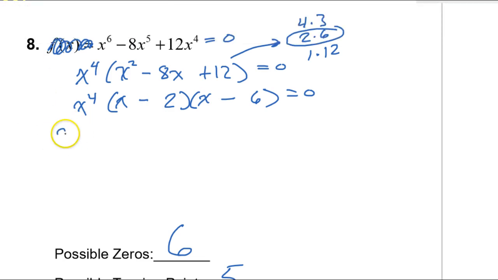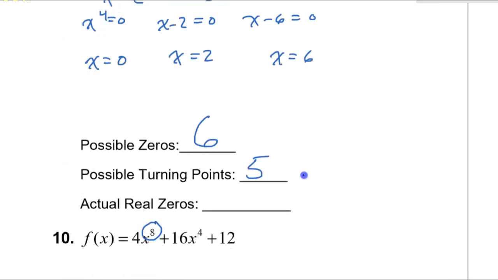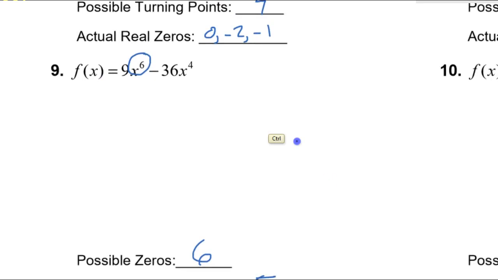Setting each of these equal to 0 is how you get the zeros. So that's going to give me x equals 0. Notice this was multiplicity 4 because it comes from x to the 4th power. But anyway, this is going to give me x equals 2 and x equals 6. So 0, 2, and 6 are my only 3 actual zeros. Okay, let's move on to number 9.